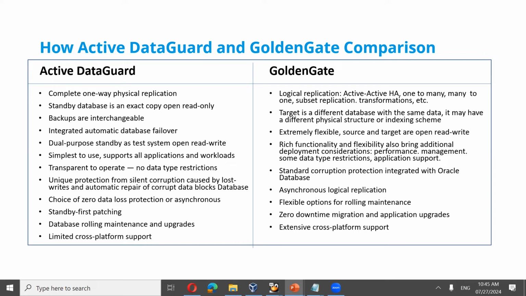So let me tell you, they were running Data Guard. They had their primary server in Mumbai, India, and their secondary server was in Hyderabad, where they were using Data Guard to replicate. Now, because they were replicating the data, what used to happen?